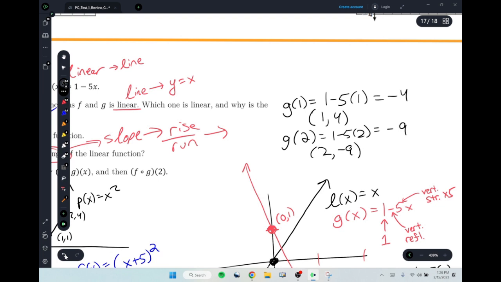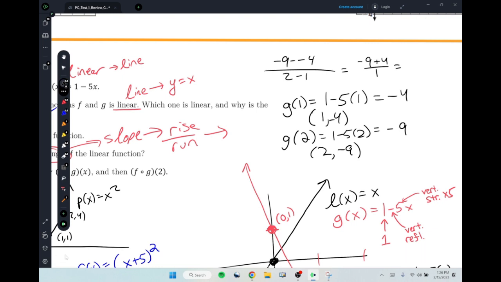What's the formula for rate of change? Okay, so pick your y2, pick your y1. Negative 9 minus negative 4 over 2 minus 1 equals negative 9 plus 4 over 2 minus 1. You're going to shoot yourself in the foot now. Equals, what is that?